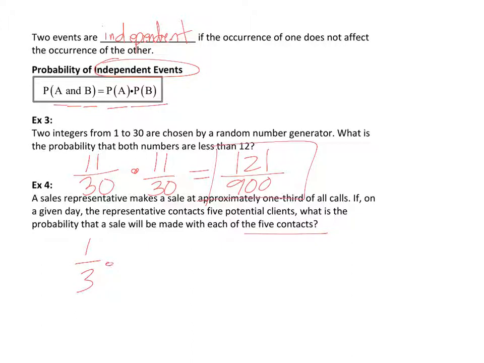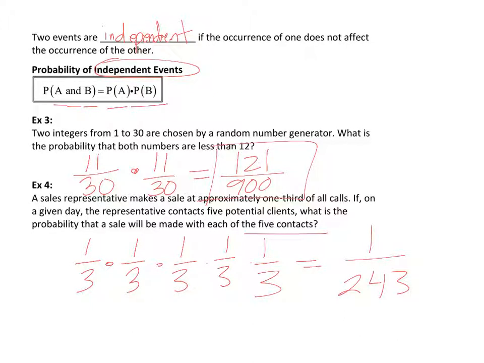1/3. Then he calls up the next client. What's the probability that he makes a sale? Well, does what took place with the previous call have any impact on this current call? No, they're independent events. So it's 1/3 again, and we're multiplying, and the same idea continues to apply. All right, we multiply all these, we get 1 over 243. Done.